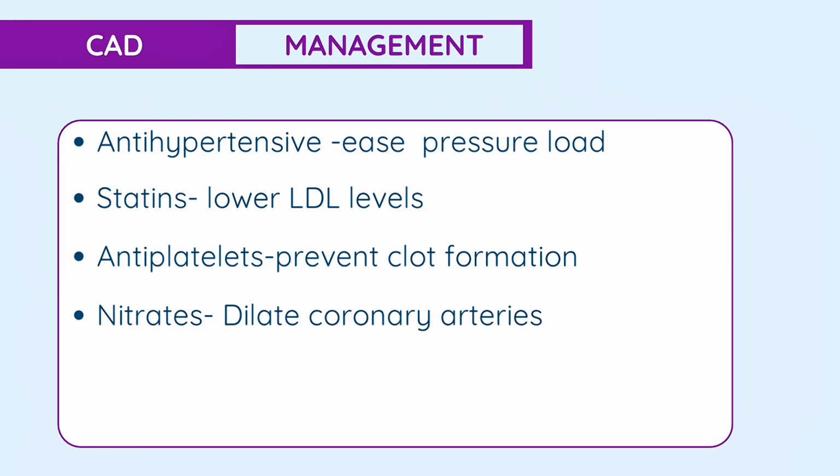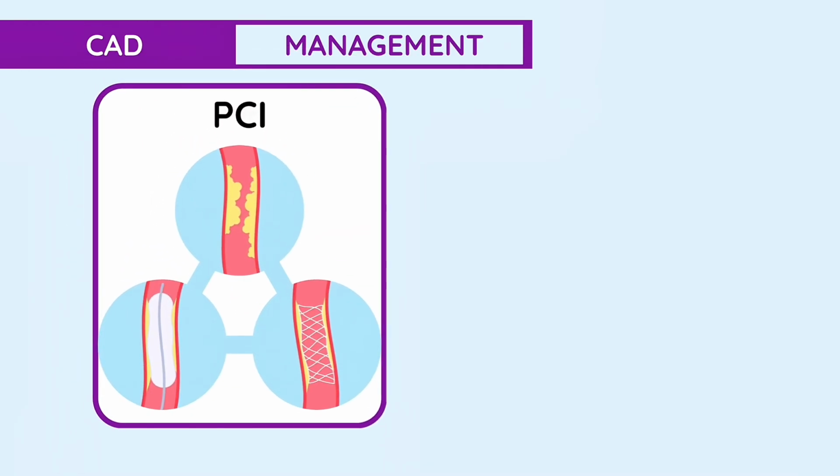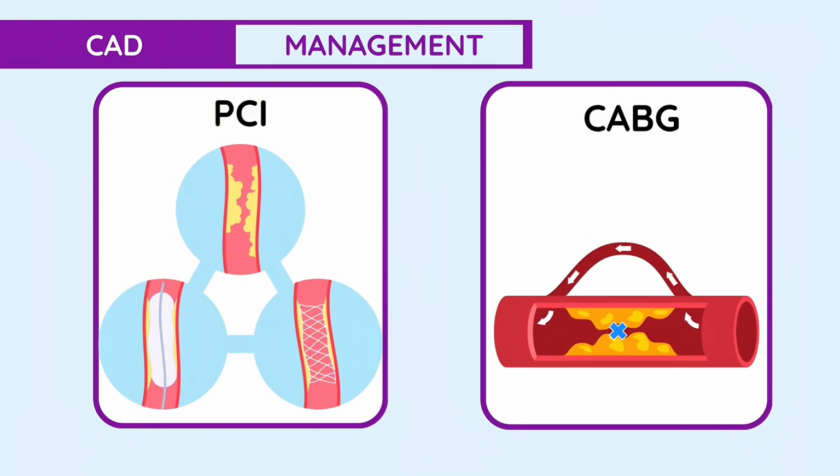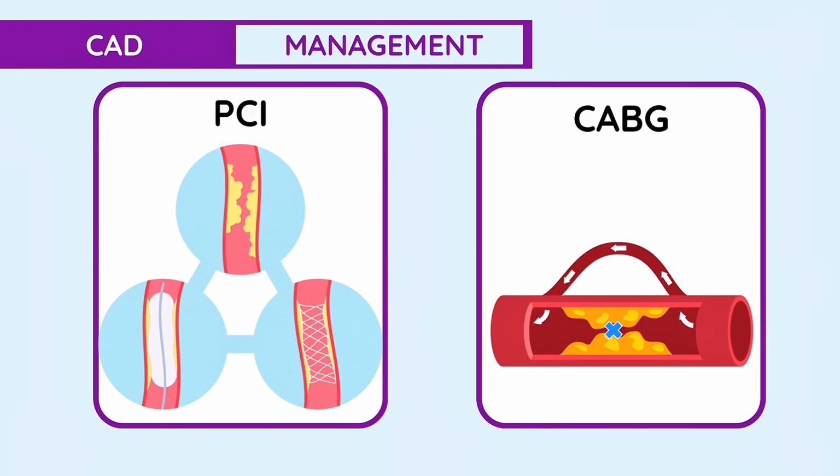When medication alone isn't enough, we move to procedures. PCI, also known as a percutaneous coronary intervention, where a catheter with a balloon opens a blocked artery, usually leaving a stent behind to keep it open. Also, CABG, known as coronary artery bypass graft, where a surgeon builds a new pathway around the blockage using a healthy vessel from elsewhere in the body.